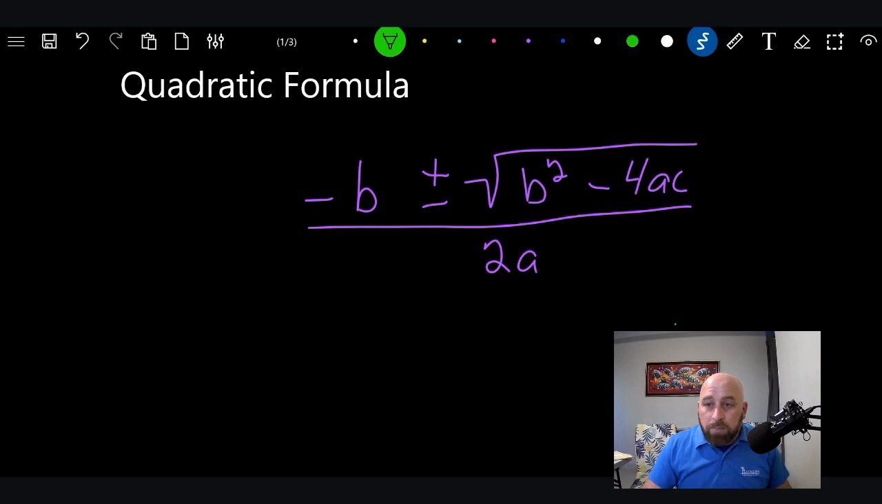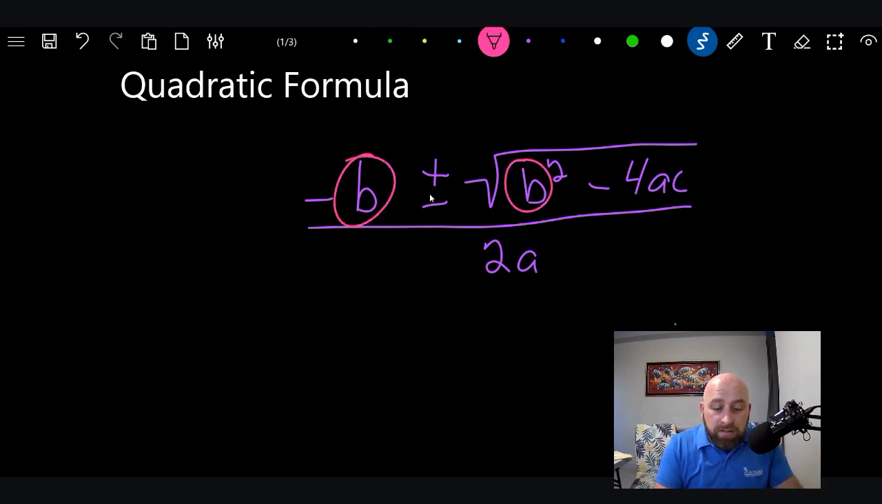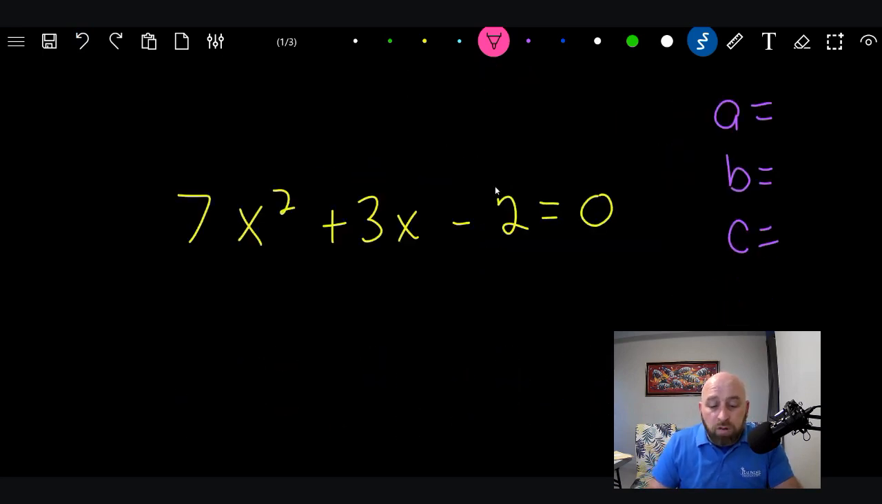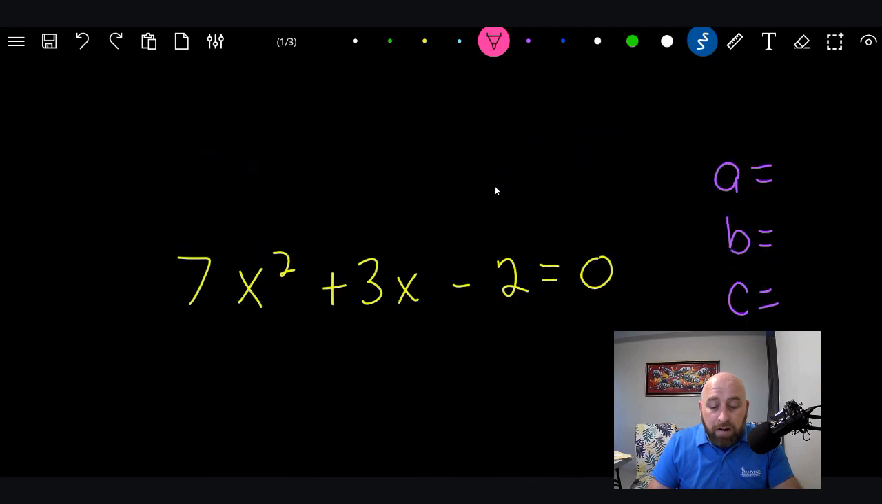One of the big things that you need to know in order to work with the quadratic formula is you have to know how to find the A, how to find the B, and how to find the C. Look at this. The B shows up twice, the A shows up twice, and the C shows up once. So you have to know the A, B, and C. What if you don't know them? Then you're never going to get the answer correct. So let's practice on our A, B, and C.